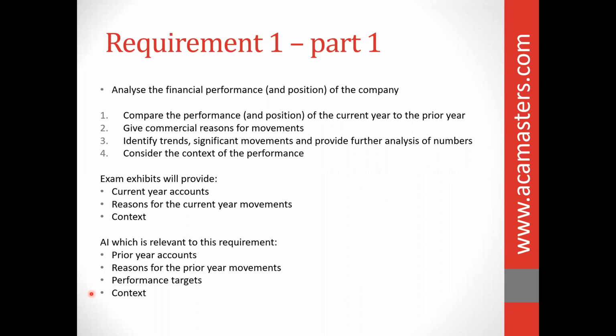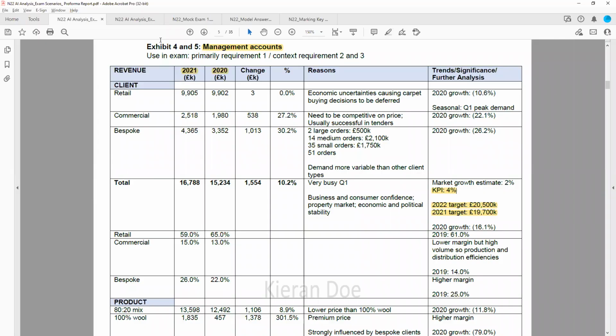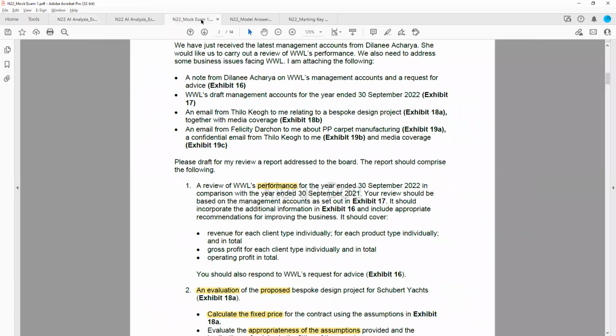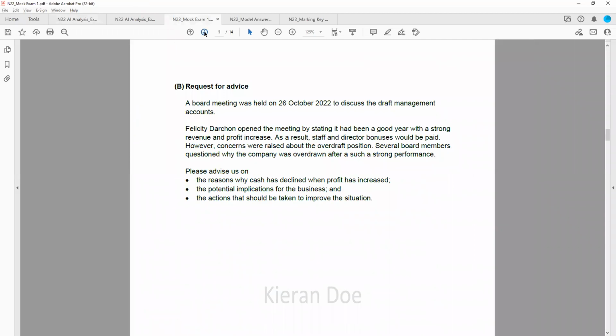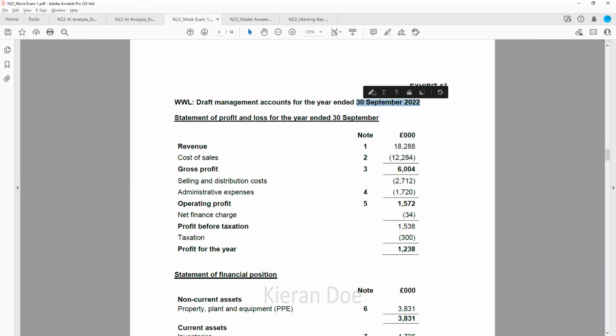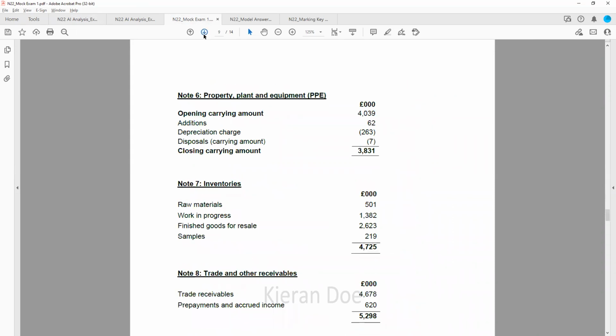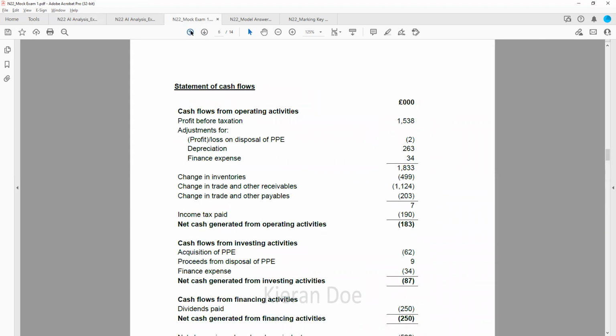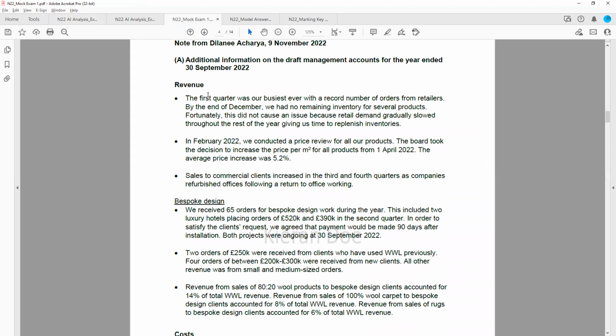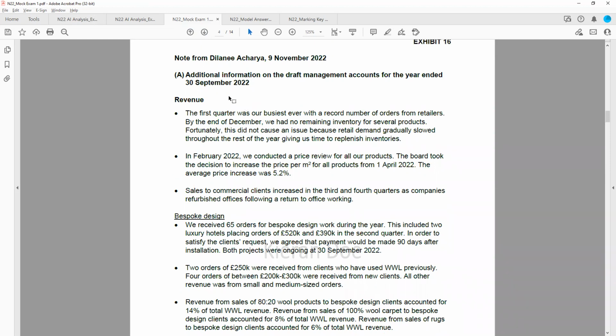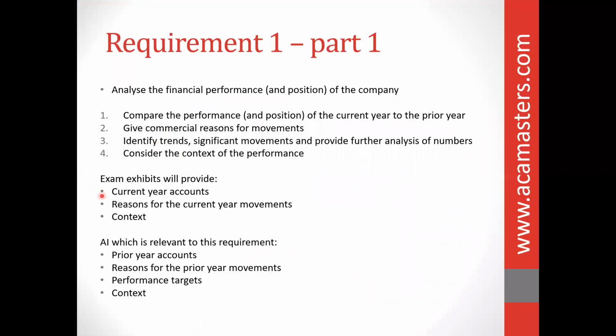And of course, we had lots of context points from the AI as well. So what we'll get in the actual exam is the latest set of management accounts. So in this case, we'll have them for 2022. So we'll have the numbers, so we'll be able to calculate the year-on-year movements. And we'll also have some narrative as well, which will give us the reasons as to why things have gone up or down or why things have changed in 2022 compared with the previous year. So this will give us the reasons why, and that's what we'll be using primarily in our answer.